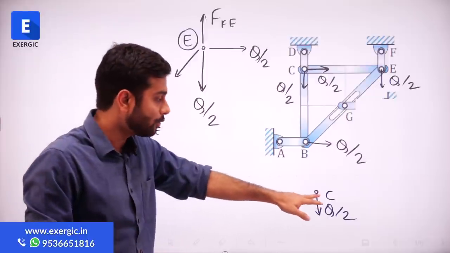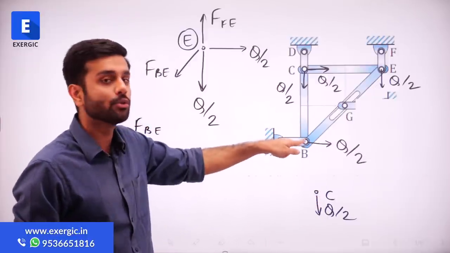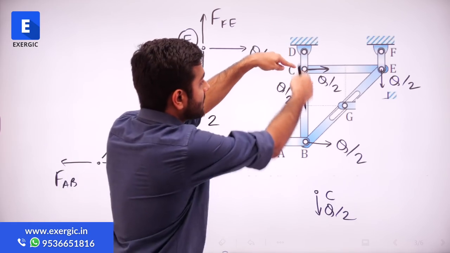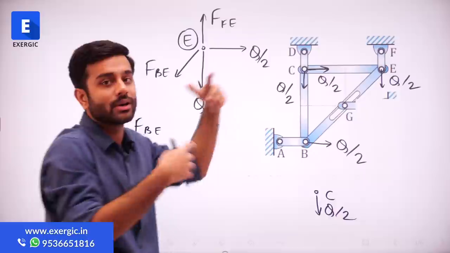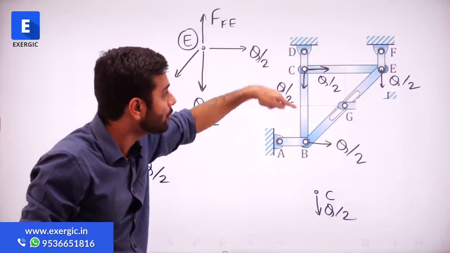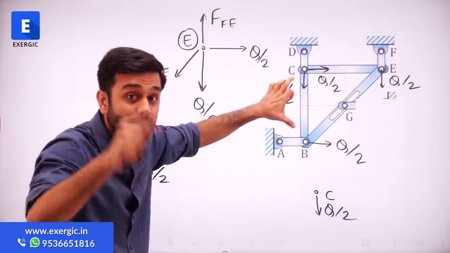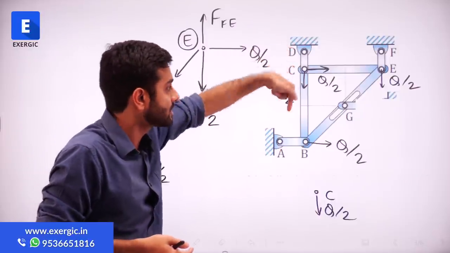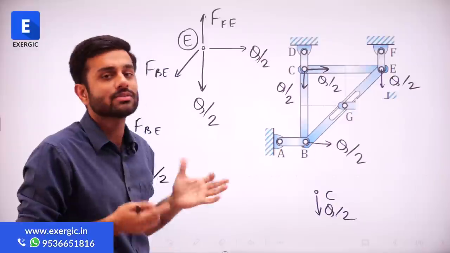So this Q by 2 entirely will not be transferred to B. Because what force will transfer to B? Only the force which is transmitted in CB. Whatever force is transmitted in CB, that will reach B. But entire Q by 2 will not be transmitted in CB if we consider CD also. Some part of this downward Q by 2 will be shared by CD, and some will come to CB, right?